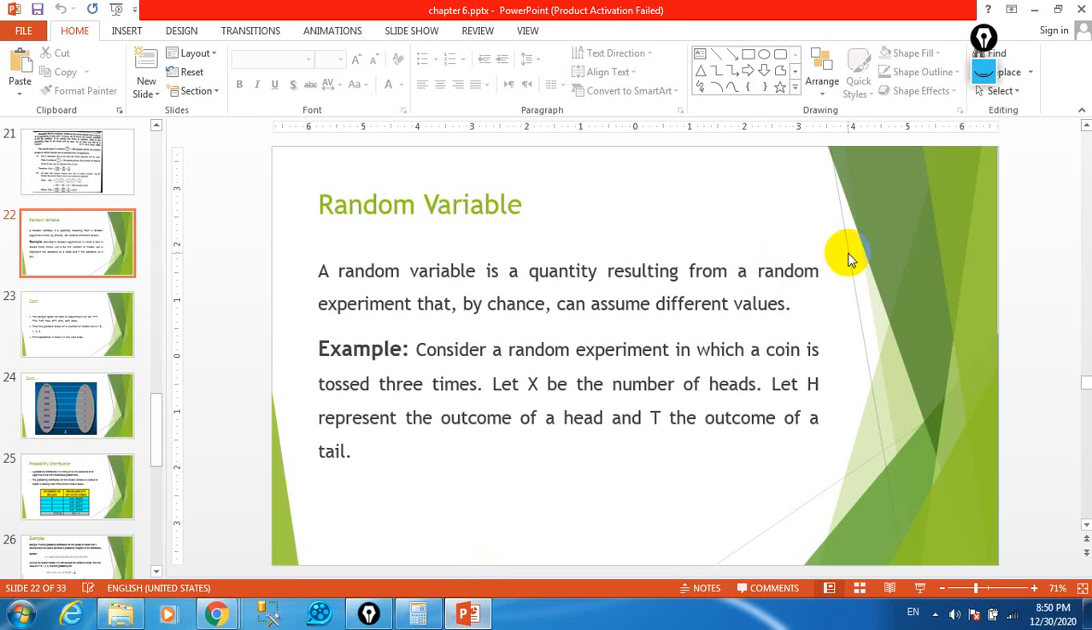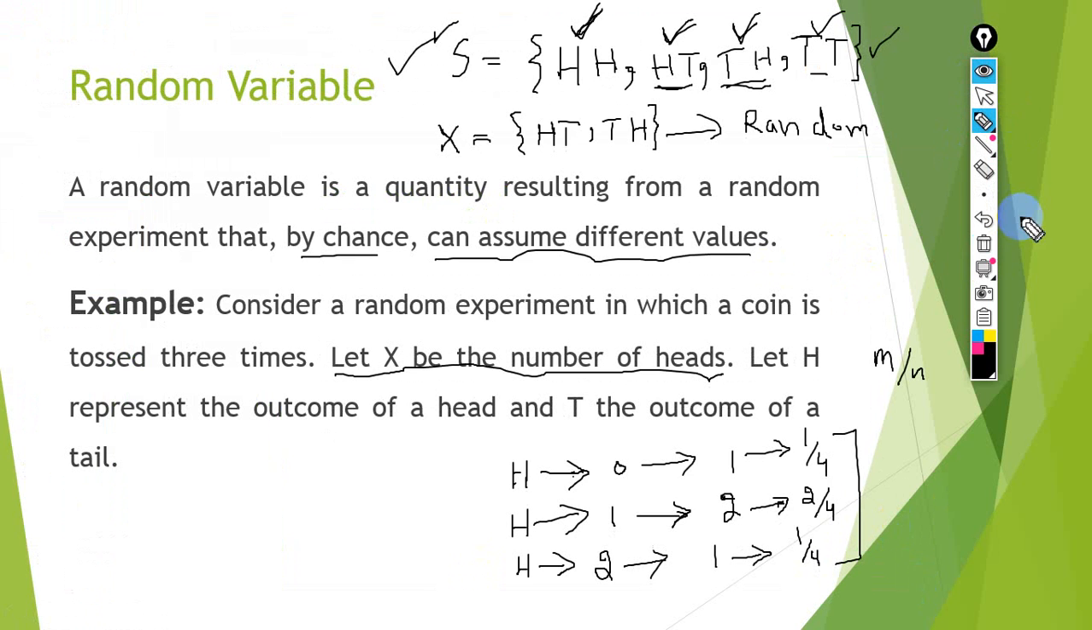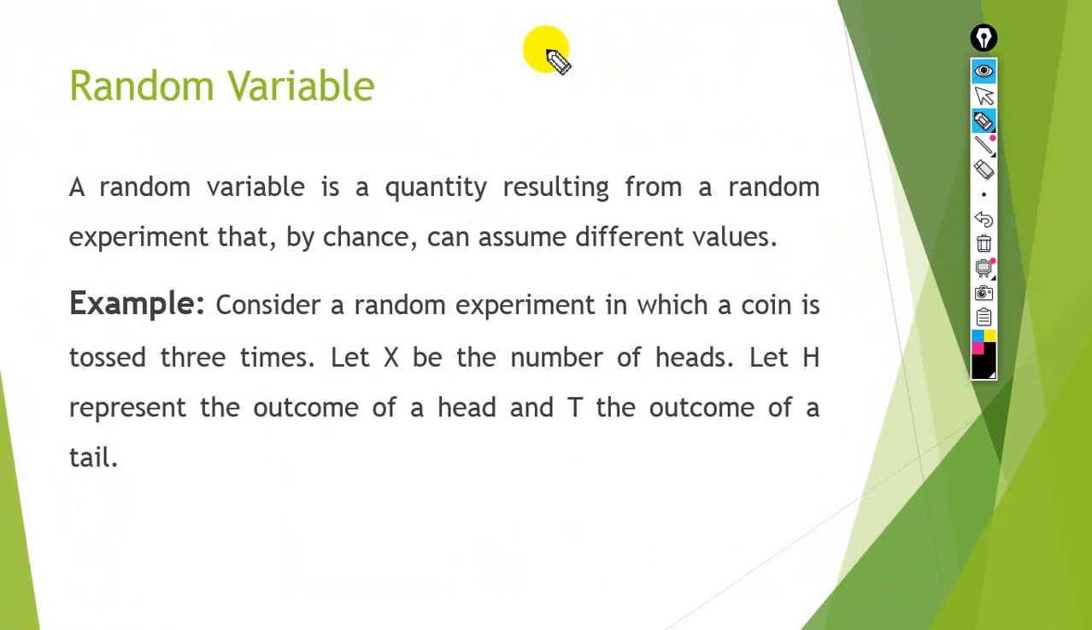So now, random variable, we can divide random variables into 2 types. In short, we can represent a random variable by using RV.